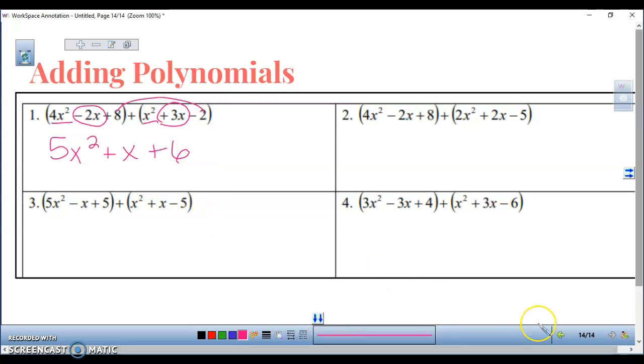I really feel like y'all did very well on the quiz last week with this, so I'm not really going to review any of these. Oh, I'll do this one and I'll be done. I'll review one more. So 4x squared and 2x squared gives you 6x squared. Negative 2x and 2x cancel out, so you don't put anything. Do not put 0x. That's just 0. Nothing is there. And 8 minus 5 is 3, so 6x squared plus 3.